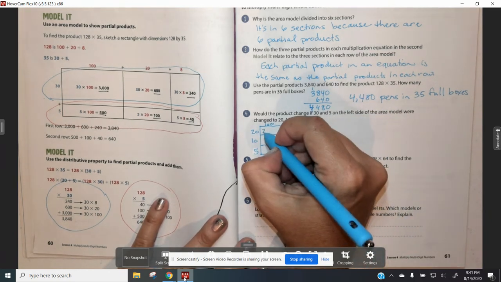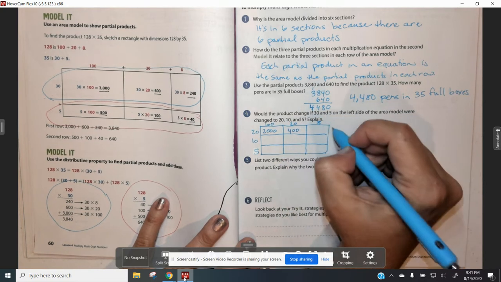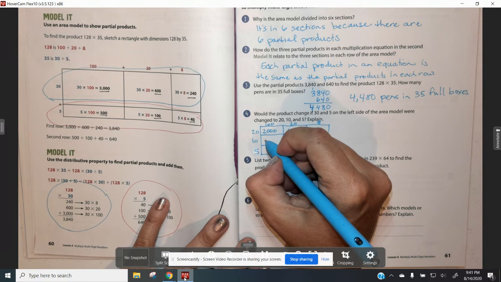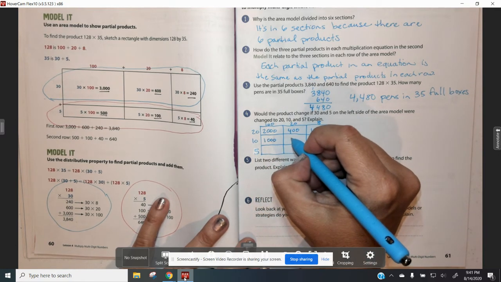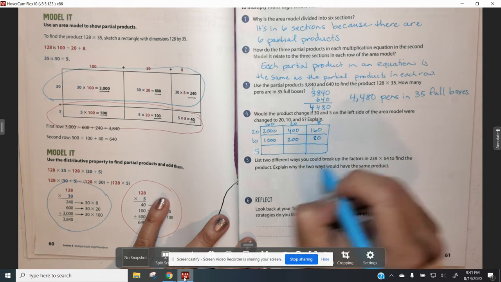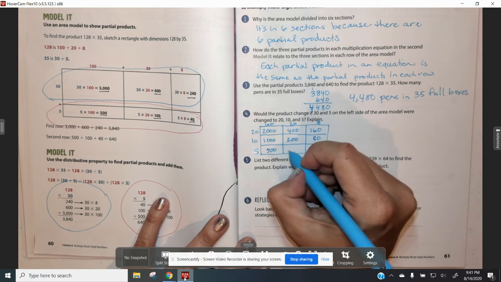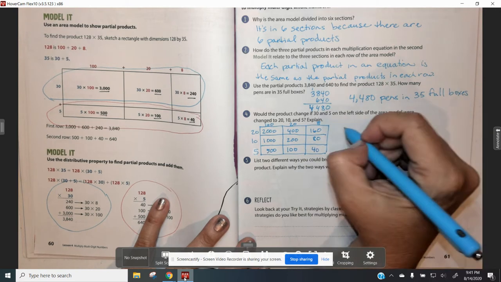20 times 100 is 2,000. 20 times 20 is 400. 20 times 8 is 160. 10 times 100 is 1,000. 10 times 20 is 200. 10 times 8 is 80. 5 times 100 is 500. 5 times 20 is 100. 5 times 8 is 40.